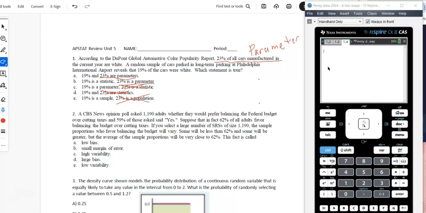A random sample of cars parked in long-term parking at Philadelphia Airport reveals that 19% of those cars were white. So that looks like a sample was taken. So that would be a statistic. So 19% is the statistic. It's got to be B.